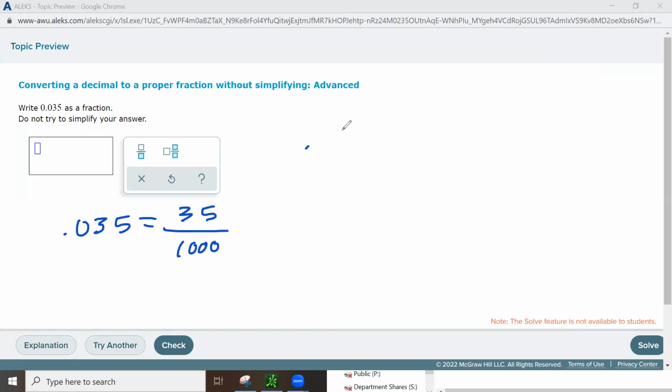How about 0.9657? Well, that would be 9,657. Let's see, it's tenths, hundredths, thousandths, 10,000ths. So 10,000ths. Okay. So that is done.